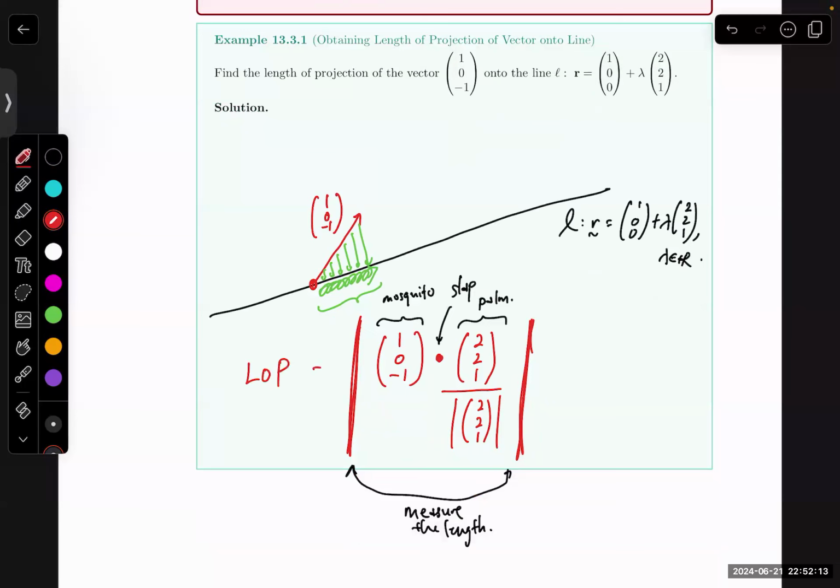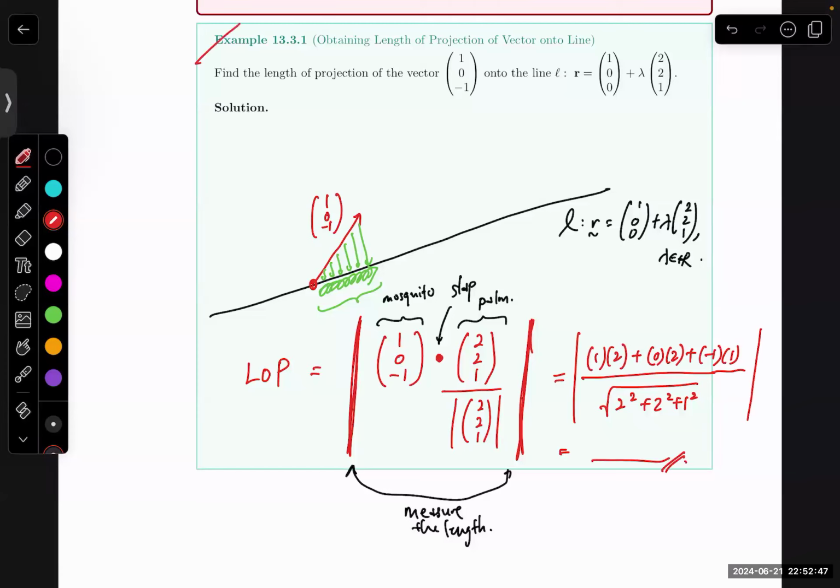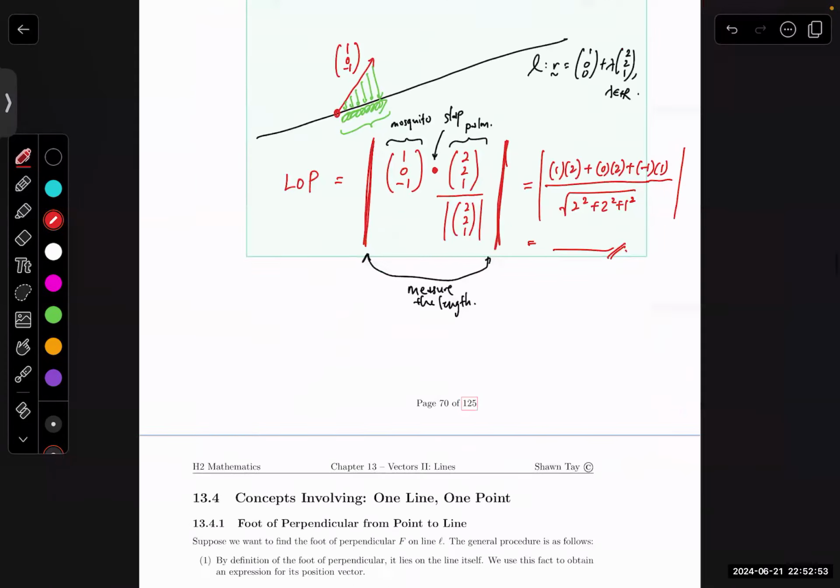So length of projection is equal to this. Just need to go and calculate this. How to calculate this? Let's just do it one time. The denominator is just 2 squared plus 1 squared. I'm not going to count that. The numerator is 1 times 2, so I'll just write down the workings: 1 times 2 plus 0 times 2 plus negative 1 times 1. Then I take the modulus of the whole thing. Whatever that is, that's the answer. So we're done with length of projection. Let's go on to the next one.